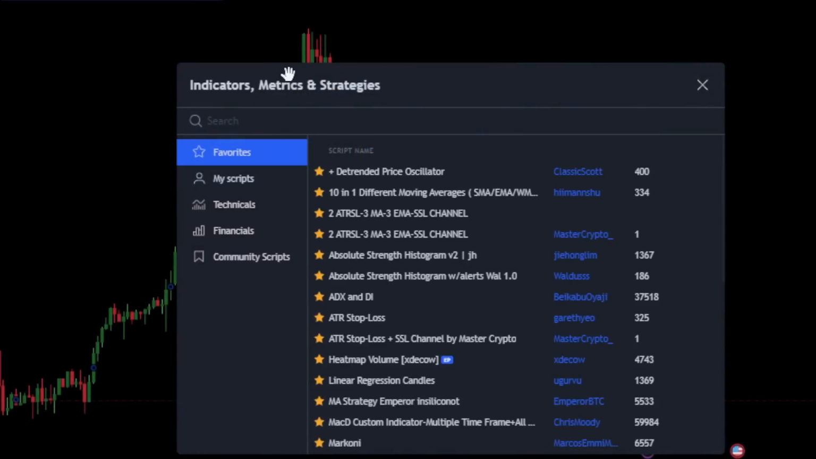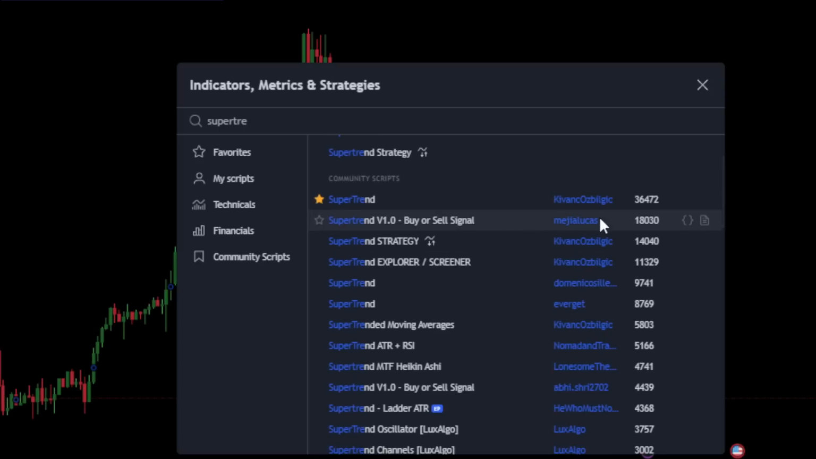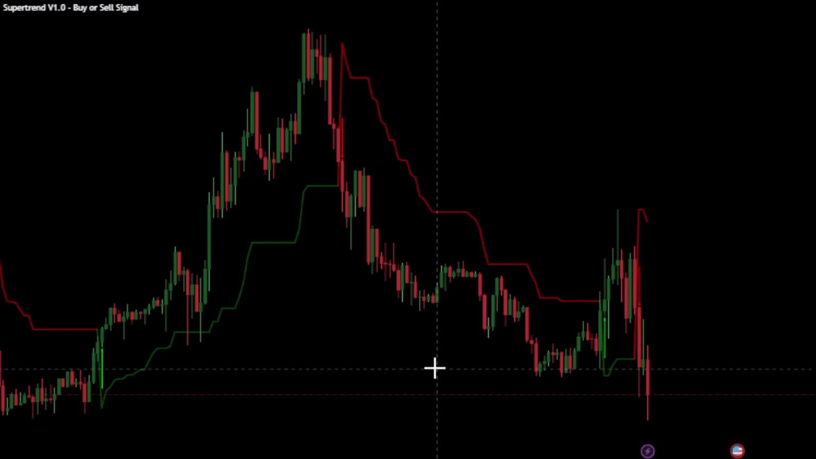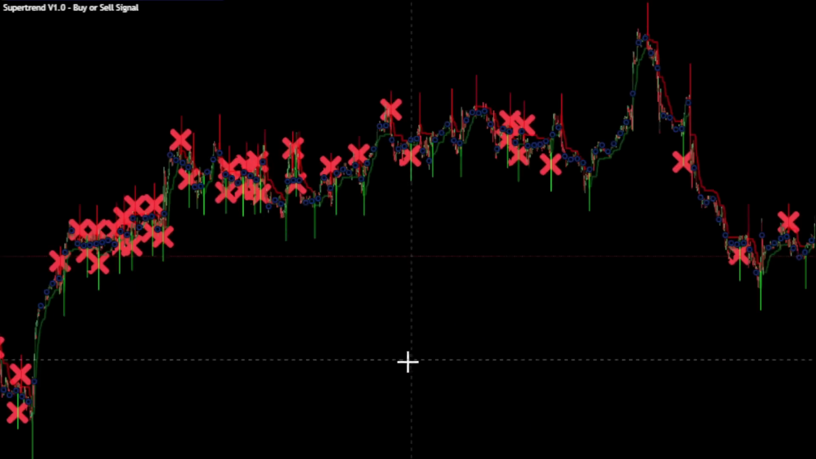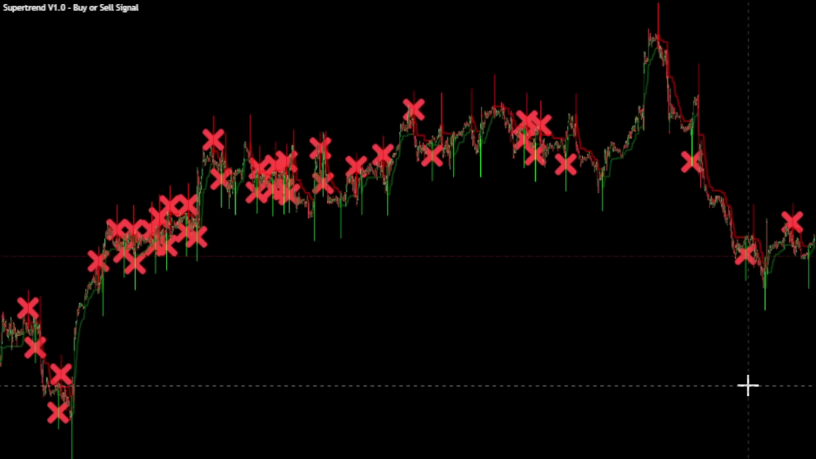Let's add the well-known Super Trend indicator. We're going to add to the chart this one created by Lucas. With the following configuration, in factor we leave them at 3 and in PD we change it from 7 to 10. It is a very good indicator, but it generates many false entries that make us lose a lot of money. Here we see that the super trend made us lose a lot of money. It can be seen with the signs of error.